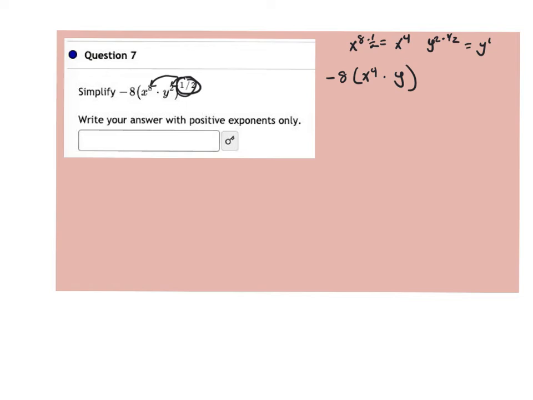because it's out front. Now one common mistake that people tend to make when they're doing questions like this, when they see this 8 as being negative, they want to do x to the 4th times y over 8 because it's negative. Well, the number's negative, but the exponent isn't. The only time you move this to the bottom would be as if it had a negative exponent, not just a negative number. So this is not correct. Our answer would just be -8 x to the 4th y.